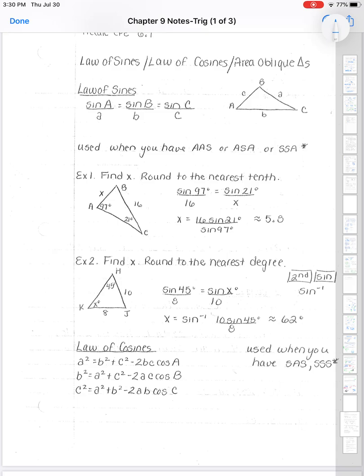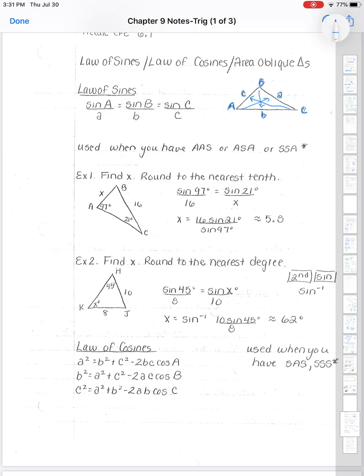So on a typical triangle, if you have an angle, say A, then across from A is going to be little a. If you have angle B, across from angle B is going to be little b. And if you have angle C, across from angle C is going to be little c. So the lowercase letter is going to be across from the uppercase letter. So the formula for law of sine is the sine of angle A over little a equals the sine of angle B over little b, and the sine of angle C over little c.